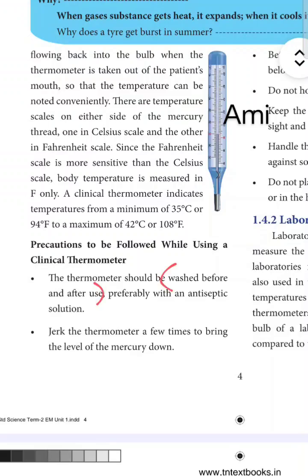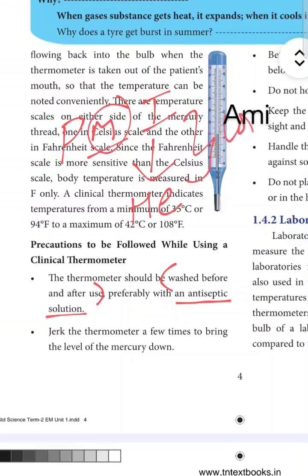Now the precautions to be followed while using a clinical thermometer: it should be washed before use and also cleansed with antiseptic solution, because we will be using it in the patient's mouth. When we use this on an infected person, and again without cleaning use it for a healthy person, there are possibilities of communicable diseases being transmitted. So in order to prevent this kind of disease, we need to clean it properly.